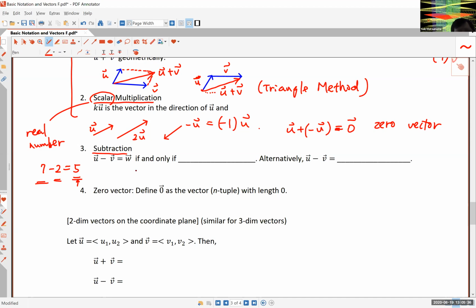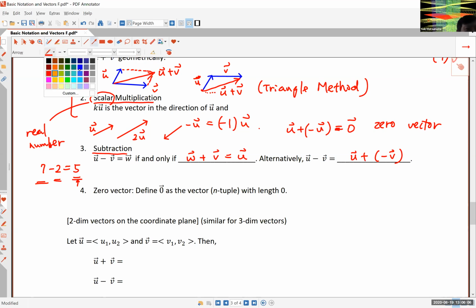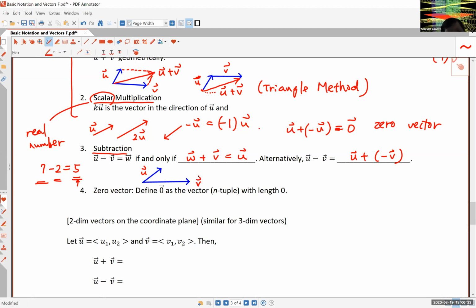U minus V is equal to W if and only if W is that vector such that when added to V, it would produce U. Alternatively, this is the same thing as U plus the additive inverse of V. So it is okay to write U minus V as U plus negative V. That's the same thing, but this will give you some ideas, right? So for instance, let's see, maybe I can use blue here. If this is my U, and if this is my V, you can go ahead and draw these pictures here too. All right, so if this is U, and if this is V, where is the W?